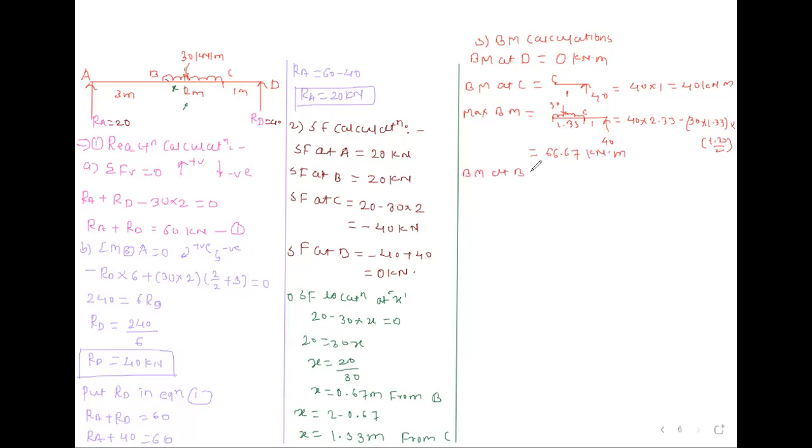Now we will calculate bending moment at B. Bending moment at B, we will calculate from this left side because there is no force. Suppose this is B point and here A point, this is 20 and span is 3. So it is equal to 20 into 3, which is 60 kilonewton meter. And last, bending moment at A is equal to 0 kilonewton meter. Last step, we will draw shear force and bending moment diagram, SFD and BMD.